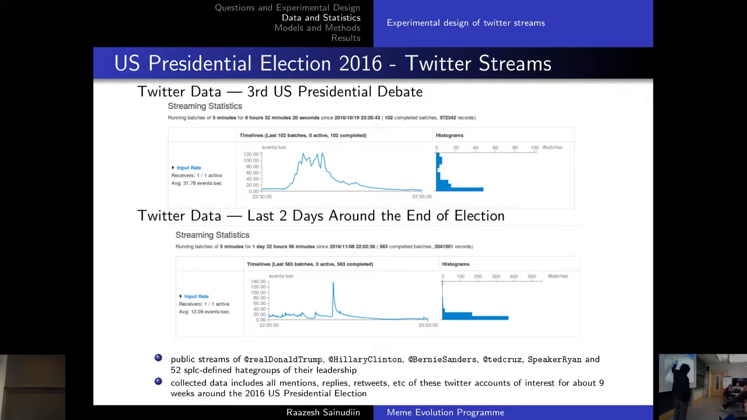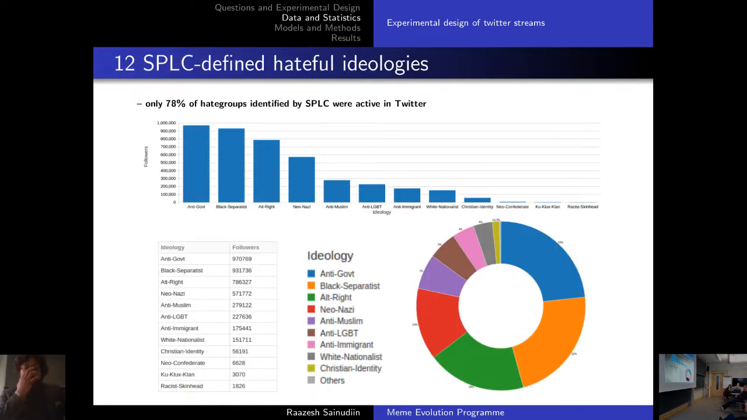So the point is, we can all do this. This is the last 2 days around the US election, the huge peak, where we reached about 140 events per second. This is the breakdown of various followers of the hate groups. There are about 900,000 anti-government followers on Twitter, right? Blacks supposedly are really into Twitter for some reason, so there are more blacks, American blacks. But still, black separatists are quite high, as are alt-right, neo-Nazis, and so on.